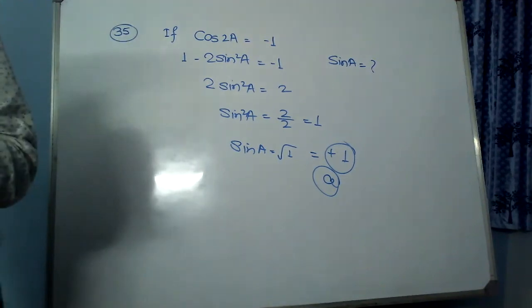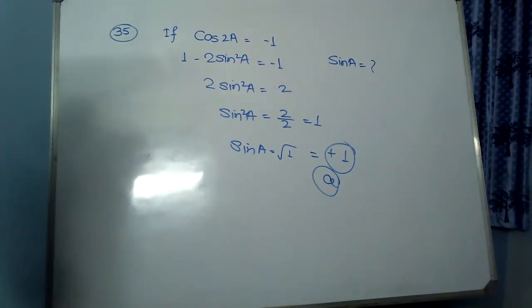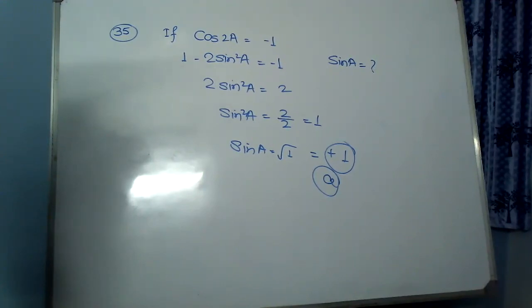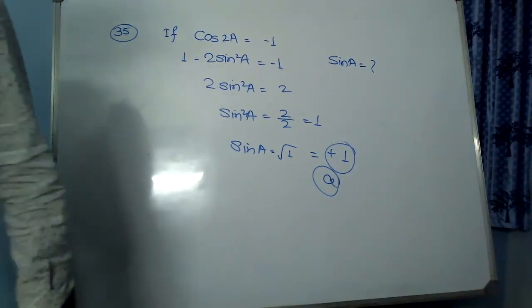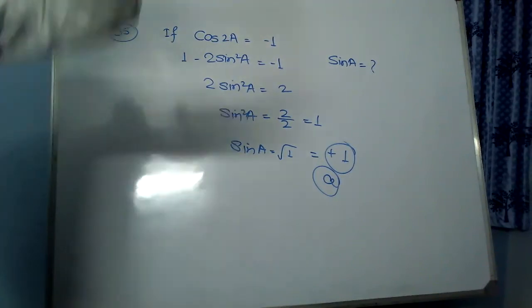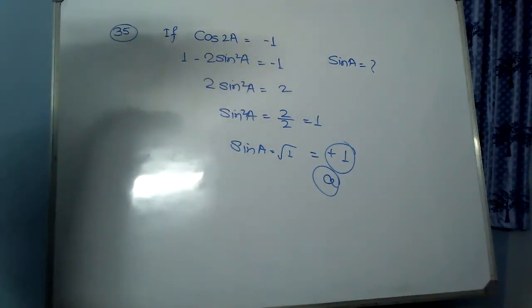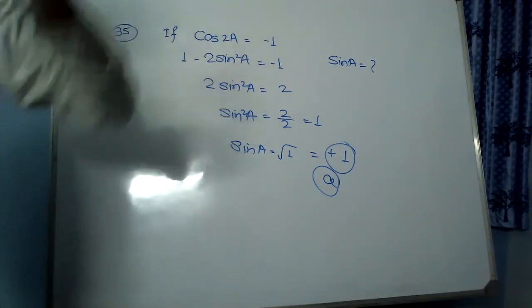If you go with this one, your answer will come 1 only. You'll get sec square minus tan square theta. So option A, 1 should be your right answer.